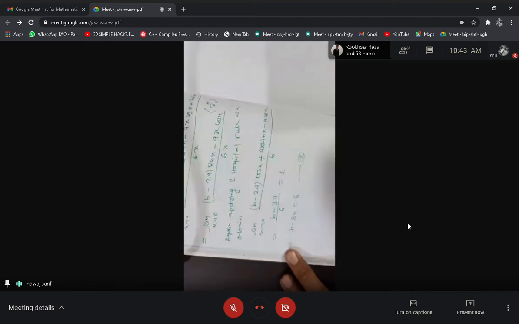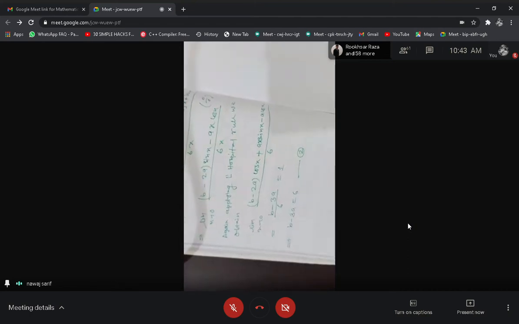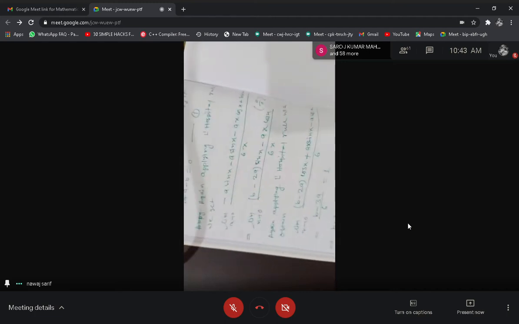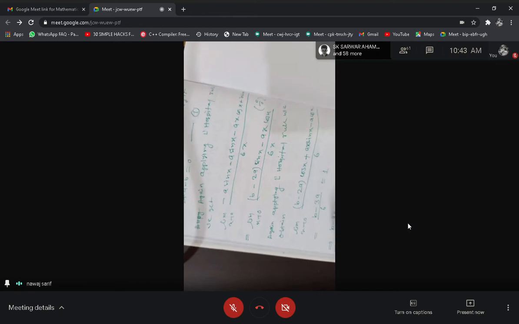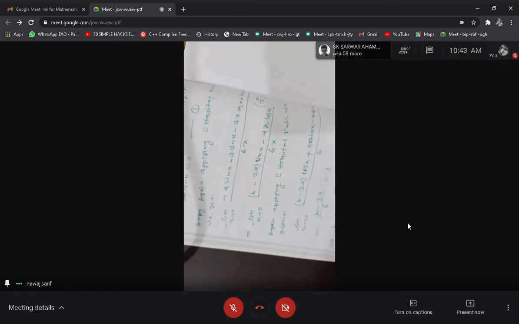Now solve equation 1 and 2. What will be the answer? What is equation 1? 1 plus a minus b is 0, and equation 2 is b minus 3a equal to 6. Solve these two equations. What will be a and b? Find the solution of 1 and 2.